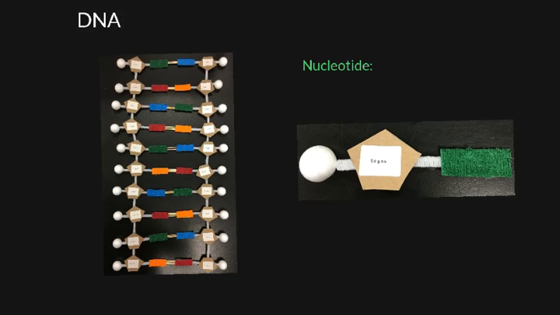DNA stands for deoxyribonucleic acid. It is a double-stranded molecule with two strands that are twisted around each other to form a double helix. It is made up of many nucleotides. A nucleotide consists of a phosphate group, a ribose or a deoxyribose sugar, and a nitrogenous base.